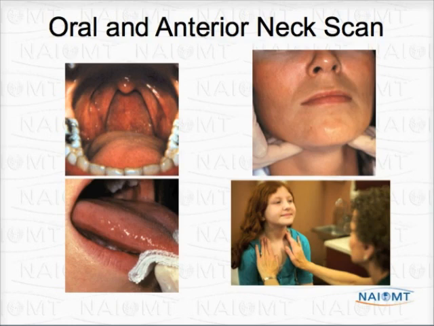Perform an oral exam by inspecting the teeth and gums with a light, and then have the patient bite on a tongue depressor and evaluate for local or referred pain. Focus special attention on the root canal or damaged teeth.